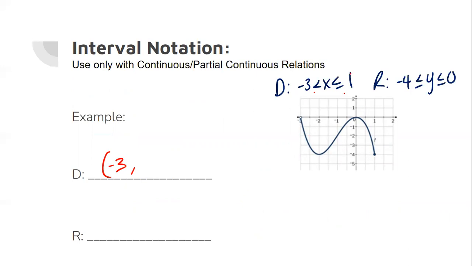Okay. At 1, what do I have? I have less than or equal to. So at 1, it's going to have a bracket. I call interval notation lazy math man, because they got tired of writing this. So they're like, well, how can we shorten this? How can we eliminate some characters? So they brought in parentheses and brackets and called it a day.